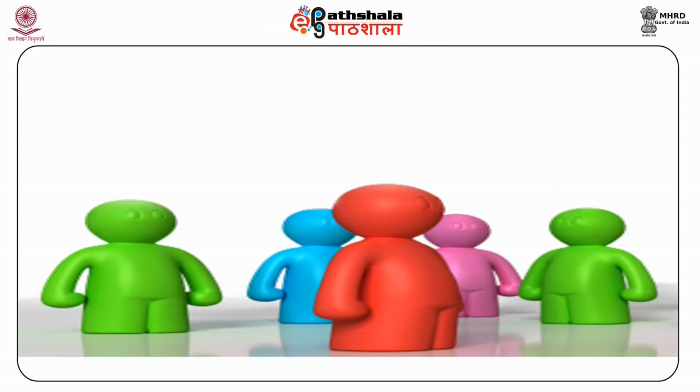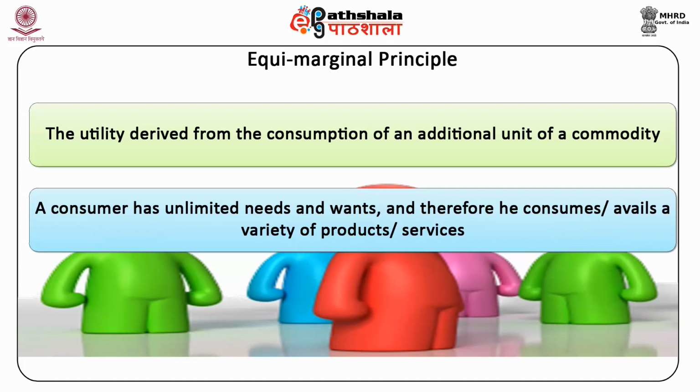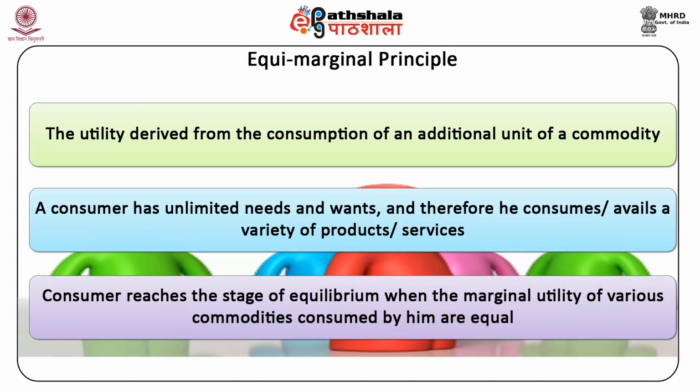Let us now move on to the next principle, that is, the equi-marginal principle. Marginal utility is defined as the utility derived from the consumption of an additional unit of a commodity. A consumer has unlimited needs and wants, and therefore he consumes or avails a variety of products and services. The law of equi-marginal utility states that the consumer reaches the stage of equilibrium when the marginal utility of various commodities consumed by him are equal.